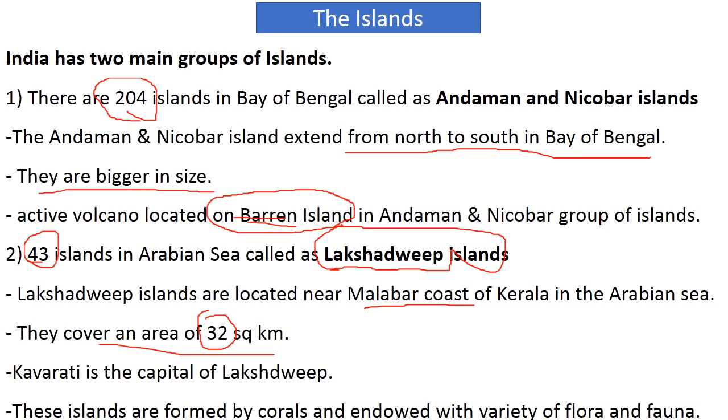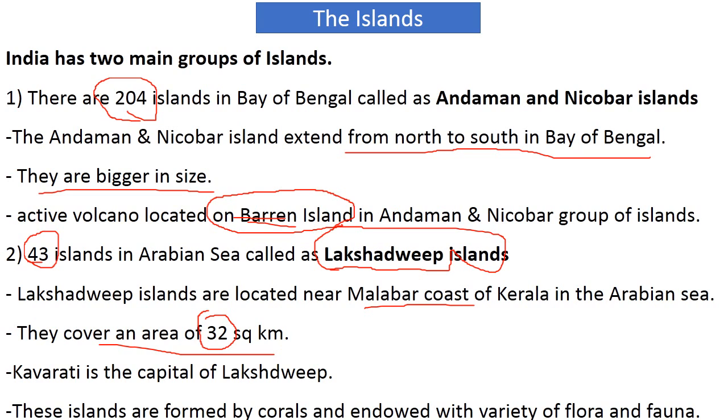The capital of the Andaman and Nicobar Islands is Port Blair. There is one middle latitude by which Andaman and Nicobar have been separated. And the Andaman and Nicobar Islands were formed due to volcanic eruption. So they are not as fertile as the Lakshadweep Islands.